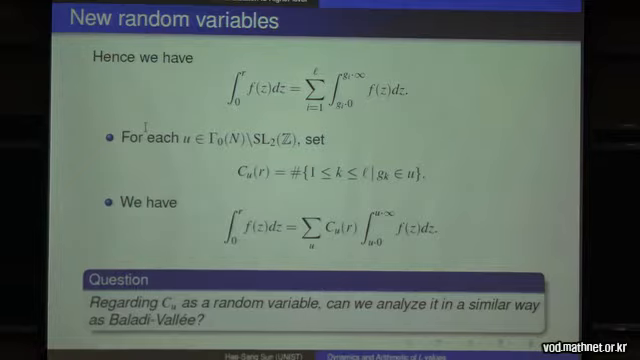Then this integration now becomes a summation over U of c_U times an integral. Now if Gk lives inside U, then that integration becomes this one. So this integration now transforms into here. Now this one is independent of R, the rational number R. So the question is now, regarding c_U as a random variable on sigma n or omega n, can we analyze this random variable in a similar way as before, as Baladi and Vallée did? And the answer is yes, we can do that.